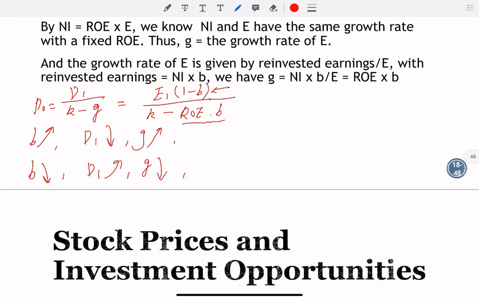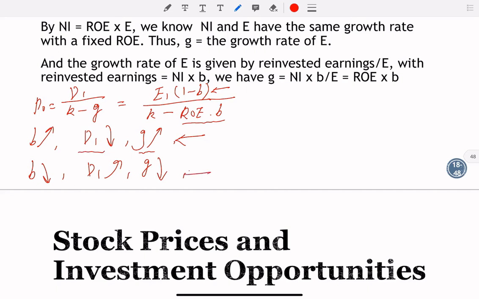Basically, this tells you that there is a trade-off. Let's focus on the first line. If you increase this plowback ratio, that is, if you invest more, you will have a higher growth rate, right? Your G will be higher. However, your initial dividend will suffer. Your D1 will be lower.